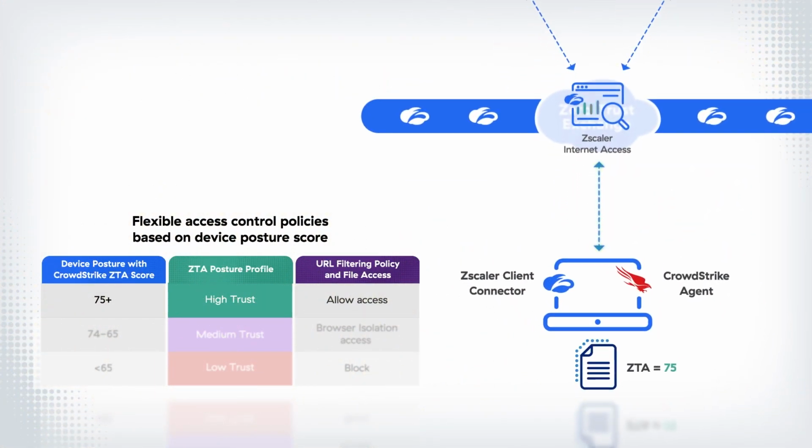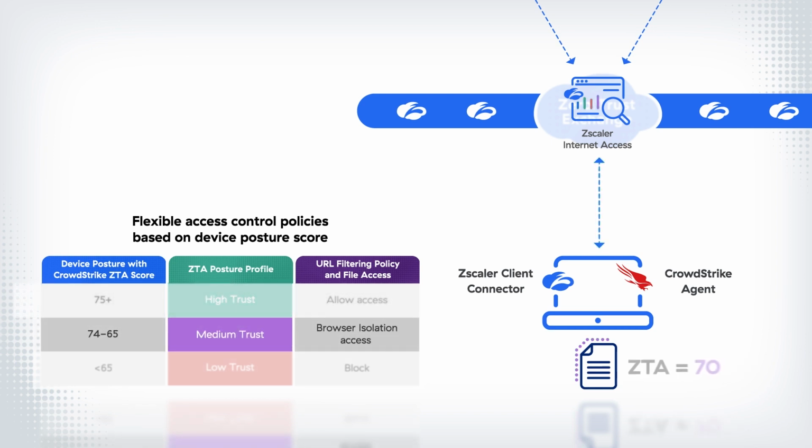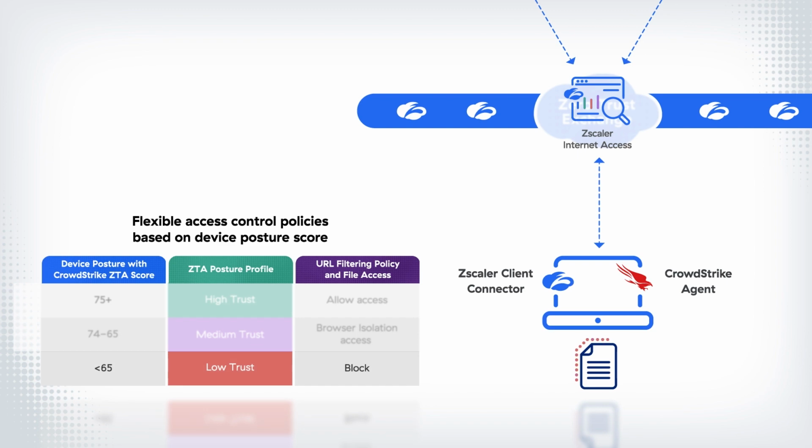To recap, Zscaler ZIA is able to enforce different policy rules for the same user based on the changing trust level of the device provided by CrowdStrike, reducing attack surface and making it easy and flexible to implement zero trust access control.